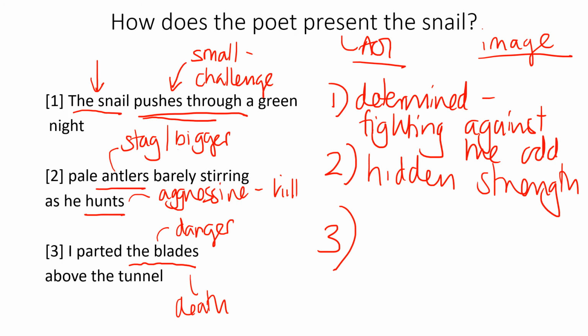And this idea of antlers, and what happens with stags is they fight each other to get the mate. So is this suddenly, when this snail is mating and ready to mate, it gets quite aggressive, and it's got that hidden strength. So most of the time it's quite hidden.